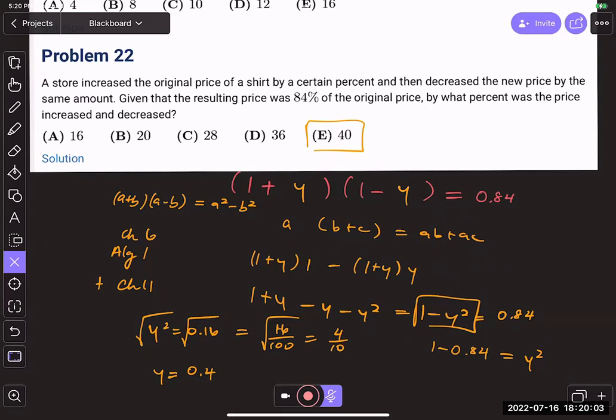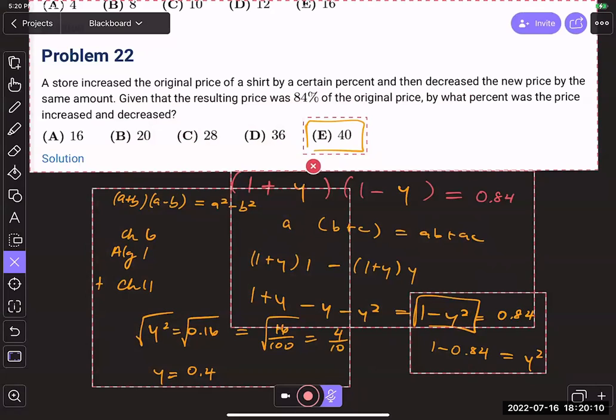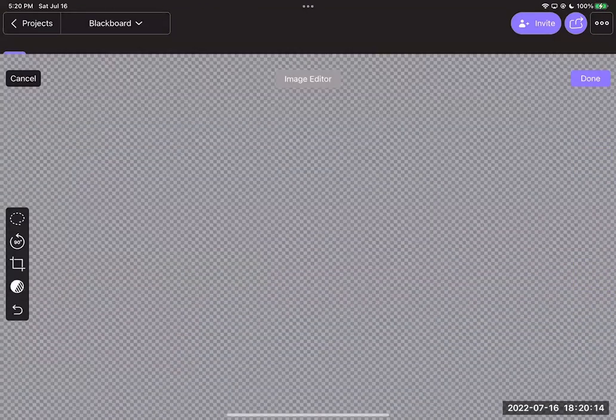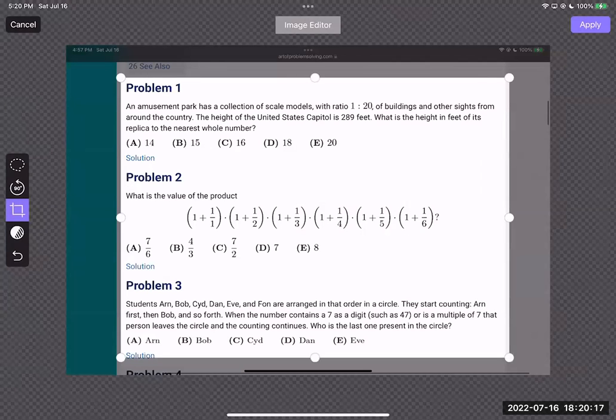So with that, that moves us on into the AMC8 from 2018. So let's take a look at those problems, starting off with problems 1 through 3.